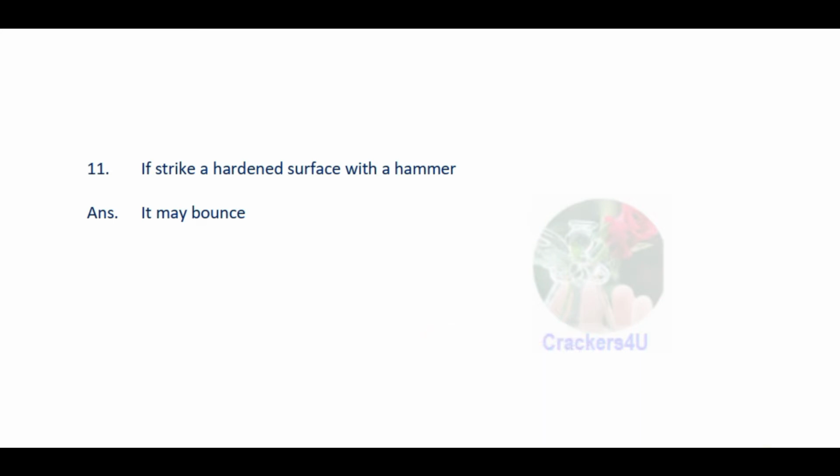If you strike a hardened surface with a hammer. Answer, it may bounce. If you strike a hardened surface with a hammer, it may bounce.